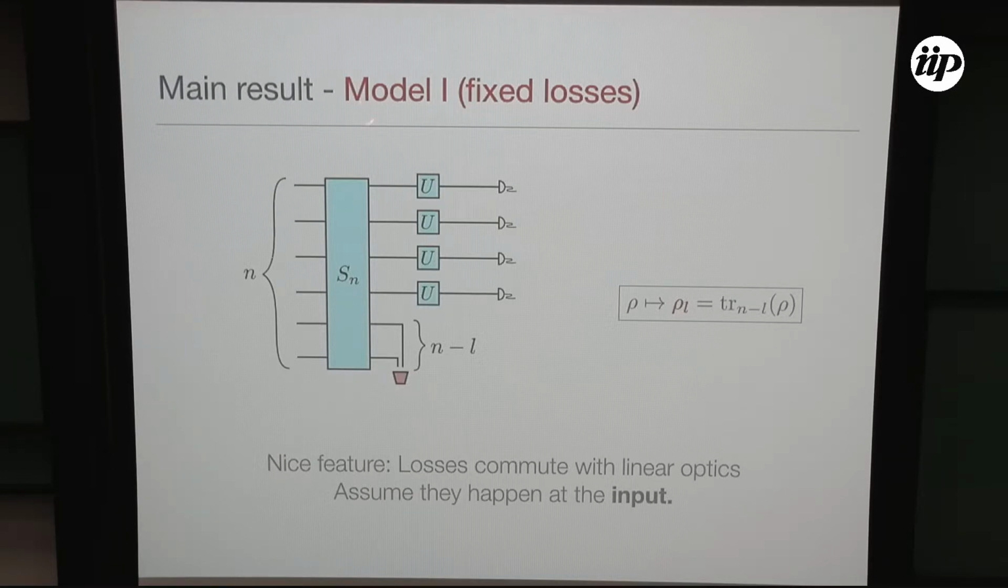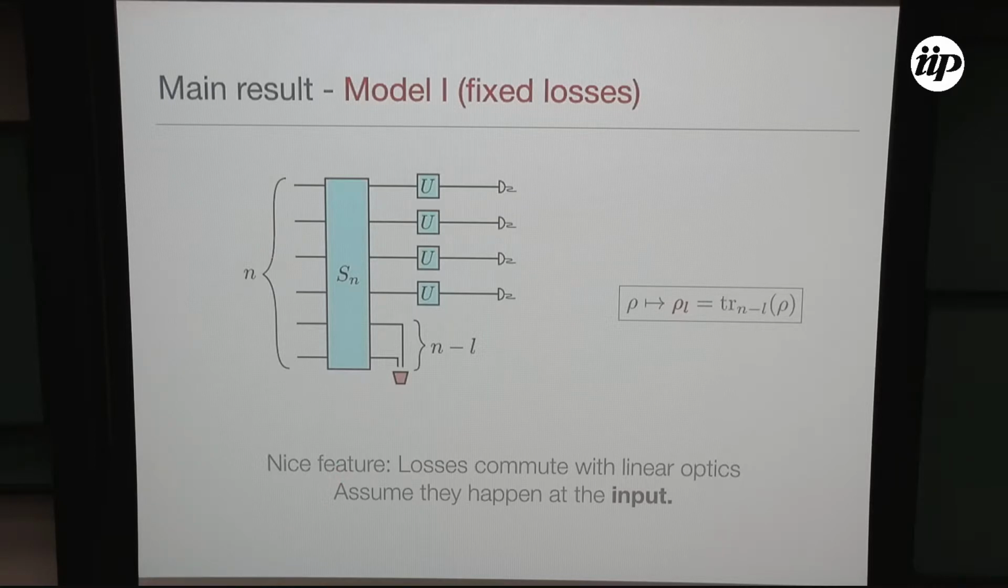Now, let me tell you the first way that we consider how to model losses. This model is going to be the fixed loss model. The idea here is that you've prepared n photons and you've lost a well-defined number of them. So you lost exactly n minus L of them and you only have L left. In this description, the way that you model that is just by tracing over some subset of the particles. Trace over n minus L of them. And this state that comes out here is the state that we want to simulate.